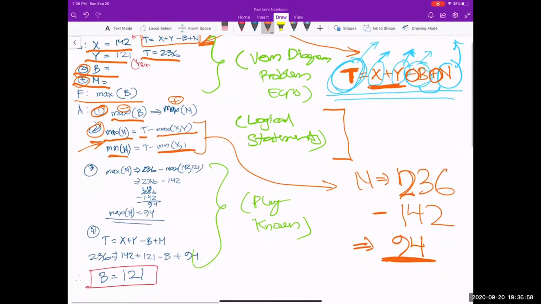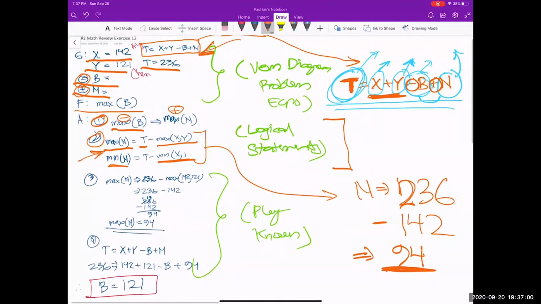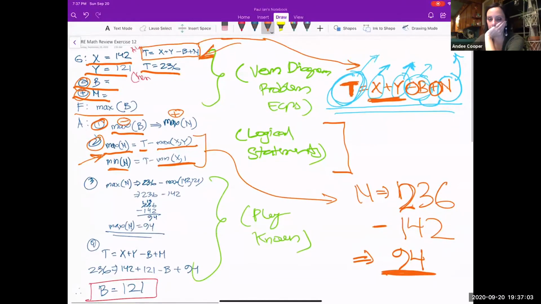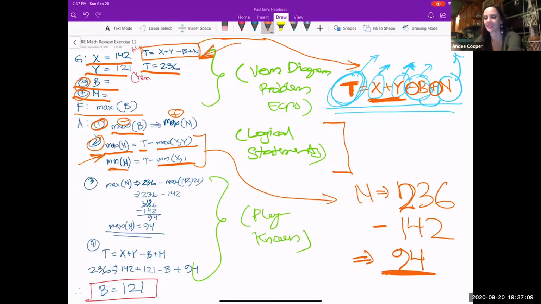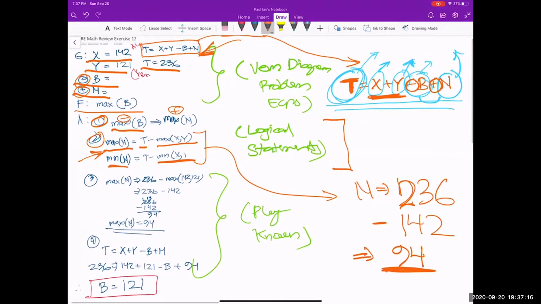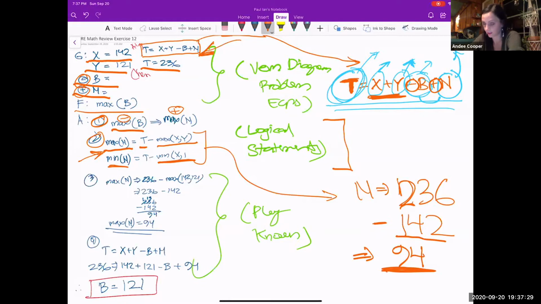Okay, for example, you have 236 people, right? And then 142 is the algebra, right? And then 121 is the chemistry. Okay, so when you're minusing the algebra, what are you doing to the total? What does that give you? The neither, right? They're not doing algebra or chemistry. That doesn't make sense to me.